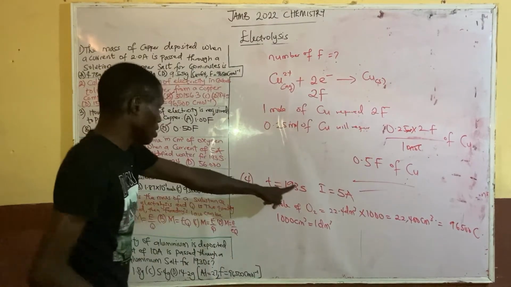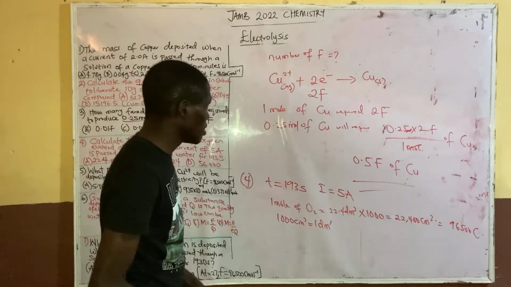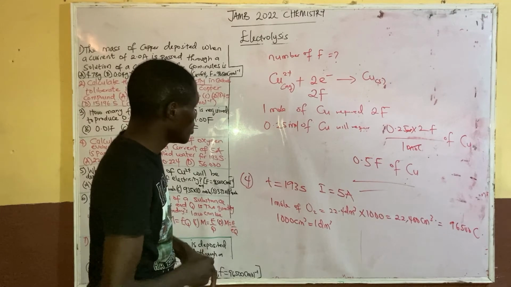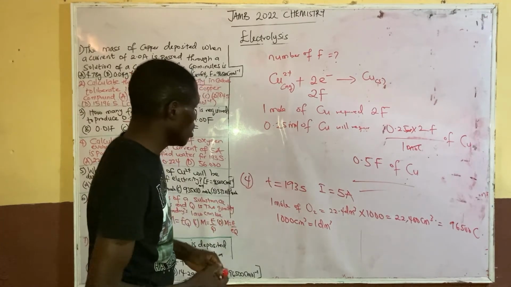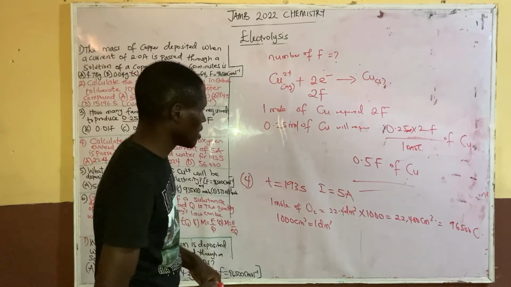Now, you can easily get our own coulomb also here. And how do you get their coulomb and also relate it to mole? How do I do that now?